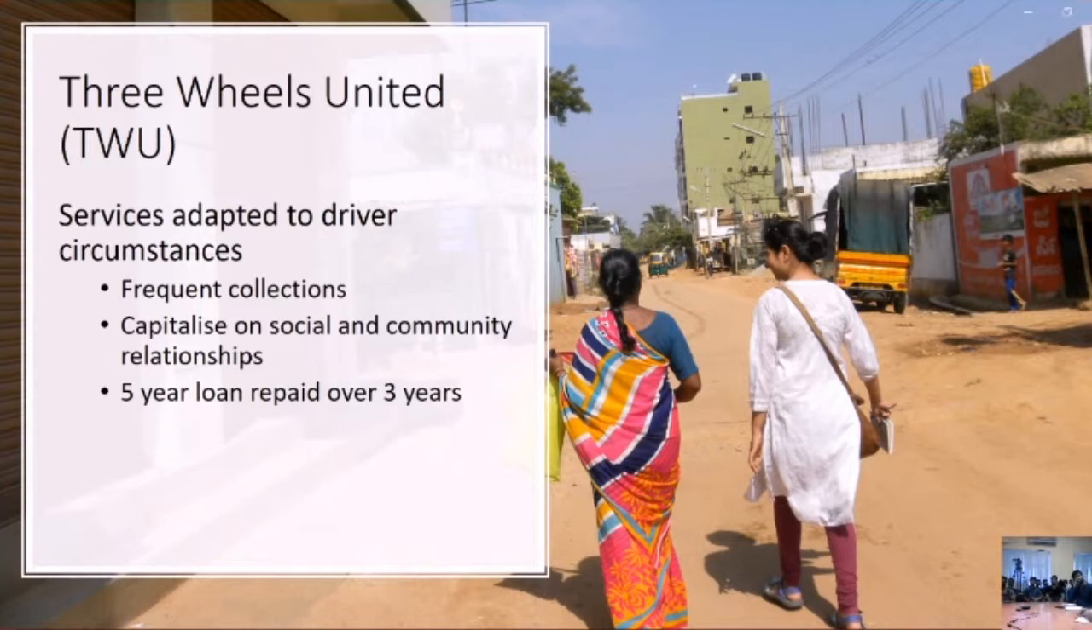So, they do frequent collections. They wanted to do daily collections, but as I mentioned, these are too difficult. They capitalize on social and community relations. So that's, again, how they get around the credit rating. They use a lot of the microfinance principles. It's not a group loan, but they use referrals, and they put drivers in groups so they can put pressure on each other if they're not paying.